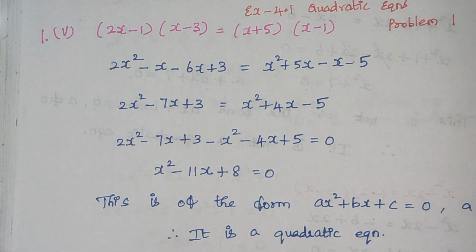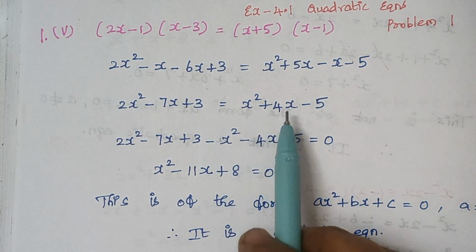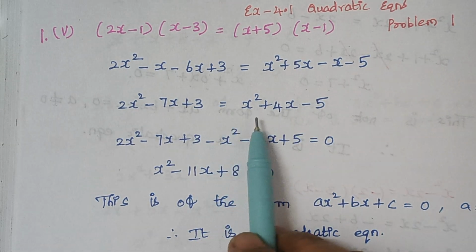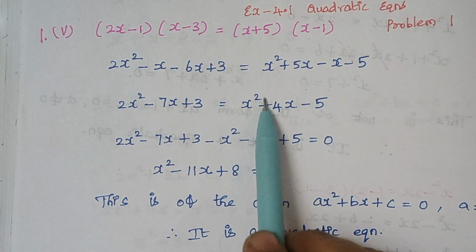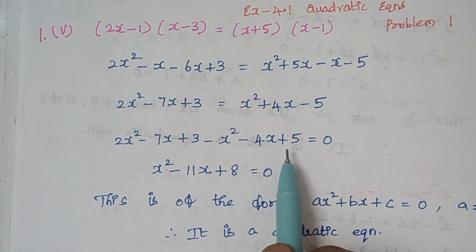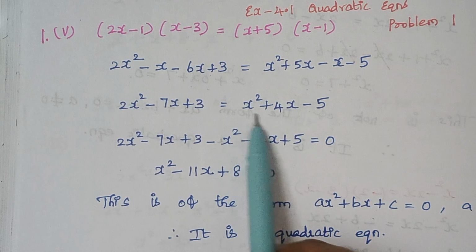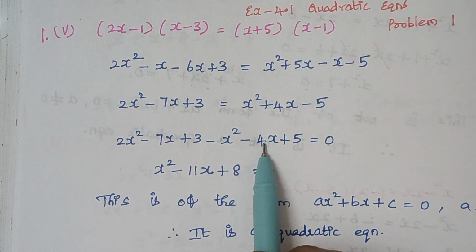Now we are going to shift the terms on the right hand side to the left hand side. When you move, what happens? There is a sign change. So this plus x square becomes minus, plus 4x becomes minus, and this minus becomes plus. Right. So we have moved these terms to the left hand side.